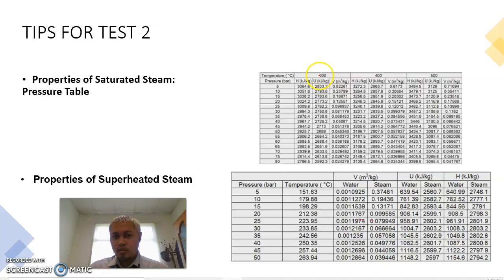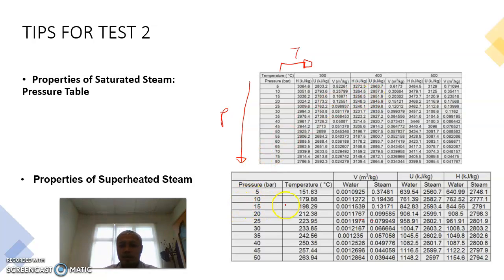So this is the value of temperature. So here is the temperature, 300, 400, 500. This is pressure. Temperature, pressure. Then you need to look at it properly, whether you need to find the value of enthalpy, internal energy, or specific volume.